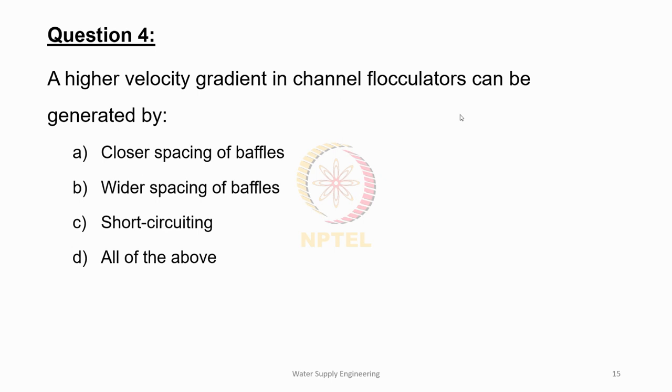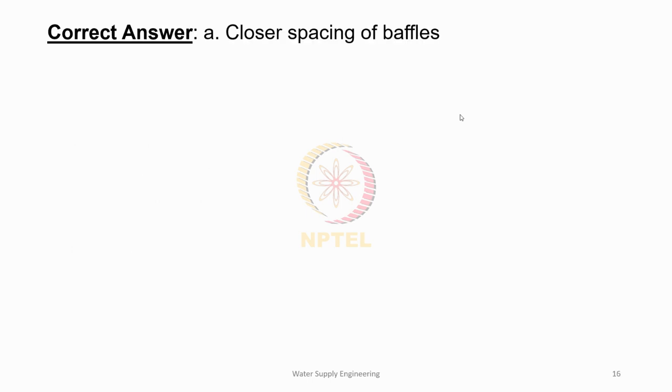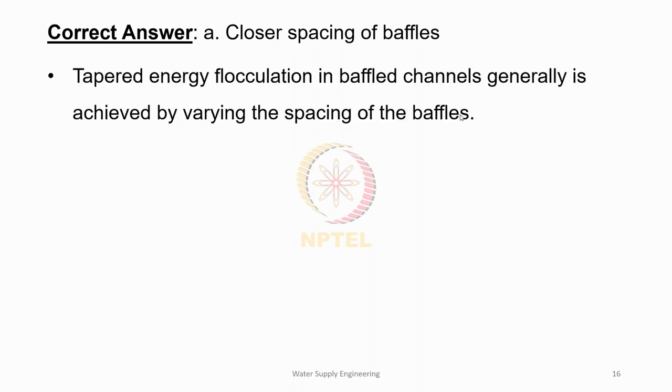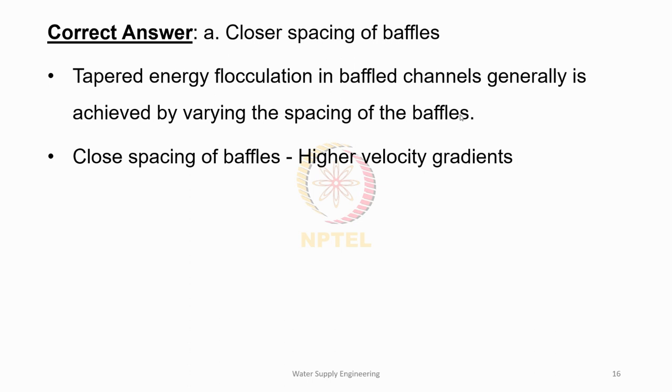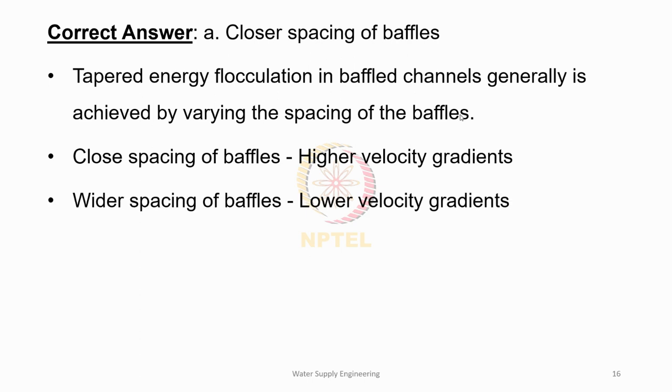Okay, let's see what is the correct answer. Correct answer is option A, closer spacing of baffles. Tapered energy flocculation in baffled channels is achieved by varying the spacing. So, if we decrease the spacing of baffles, we can generate higher velocity gradients, whereas if we increase or if we are providing wider spacing of baffles, it will lower the velocity gradient.